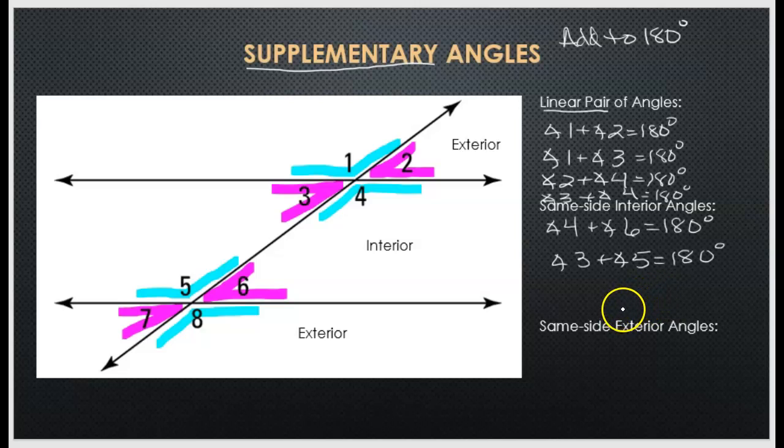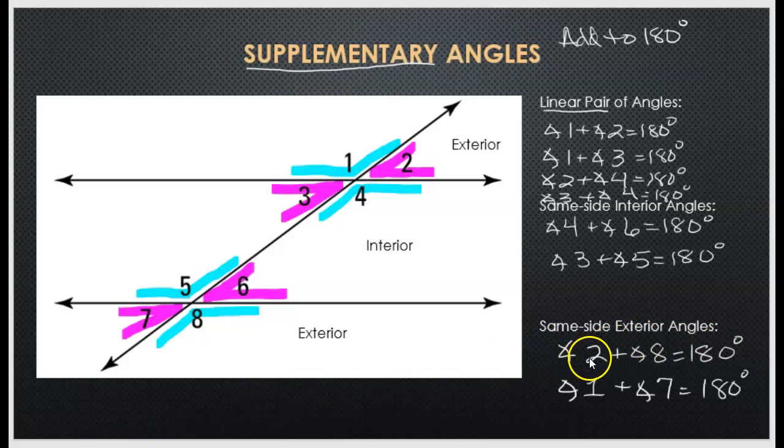They are supplementary. Now, let's do same side exterior angles. Again, same side of the transversal, but on the outsides of the parallel lines. So you can push pause now and see if you can come up with both sets of the same side exterior angles, and then we'll check when you get back.